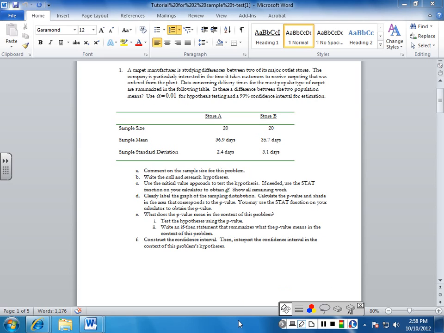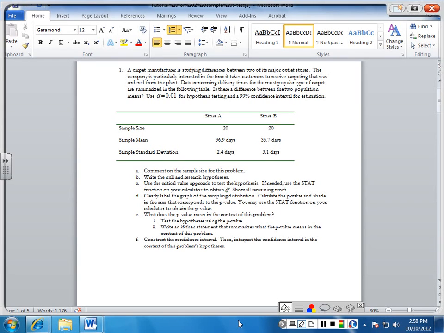Okay, so let's look at problem 1 here. We're looking at the difference between two outlet stores, looking at delivery times. We want to know, is there a difference between the two? That tells us we're going to have a two-tailed test, and of course it's two population means. We'll go ahead and note that alpha is 0.1 and we have 99% confidence. We'll need those later in the problem.